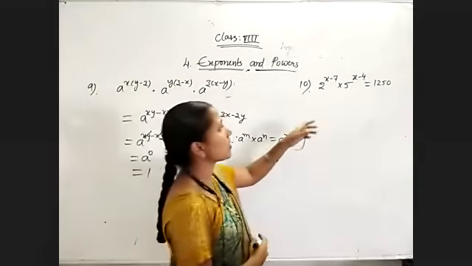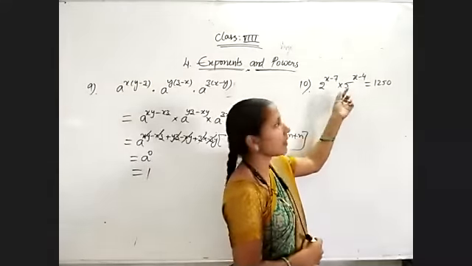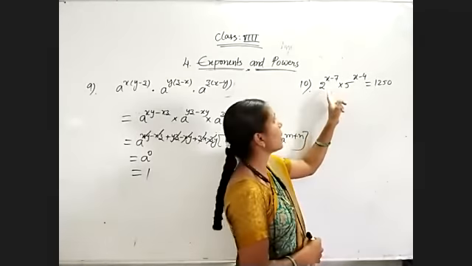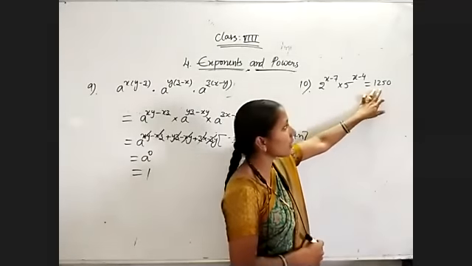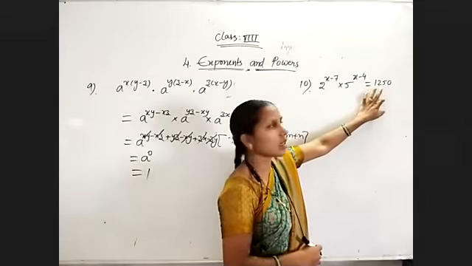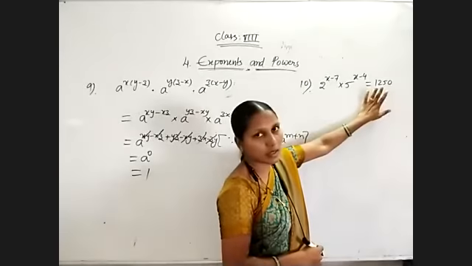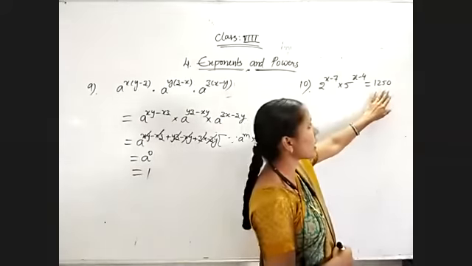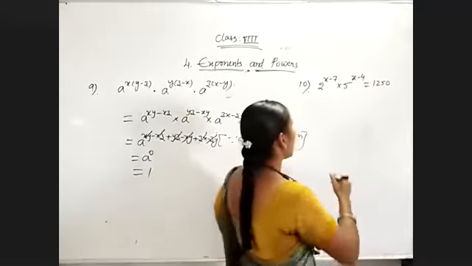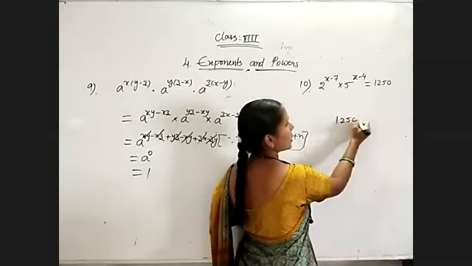So just observe here, the same base is not given. Two different bases are given, 2 and 5. So first of all, on the right side 1250 is there. Try to express 1250 in its exponential form. For that, we will use the prime factorization method.